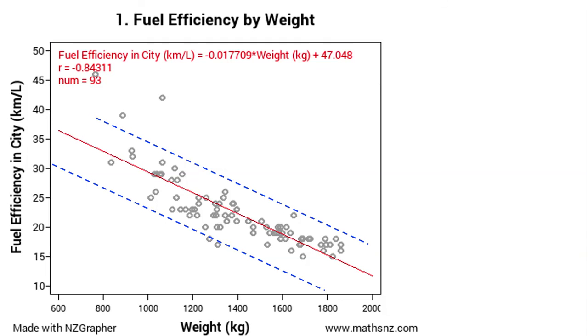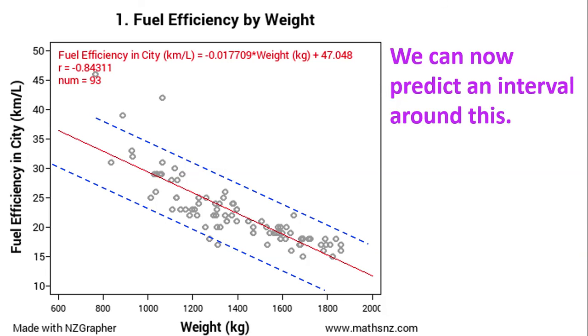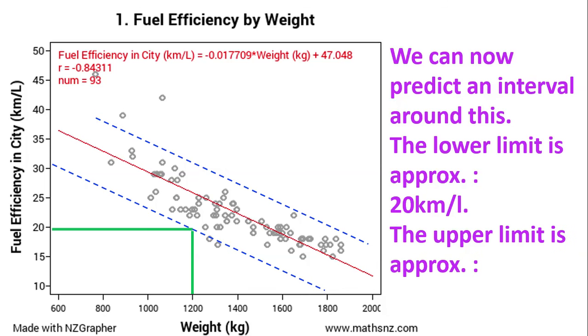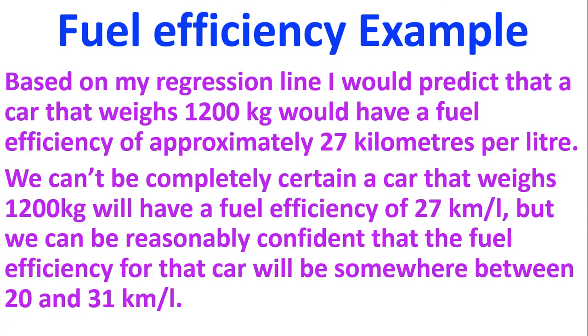We want to go further than that now, so we're adding on those prediction intervals, and we're going to first of all look for the lower limit. Remember, we're still predicting for a car that weighed 1,200 kilograms, so we're starting from that point, and we're going to read off and see where it meets the fuel efficiency at that point. So the fuel efficiency at 1,200 kilograms at the lower limit is around about 20 kilometres per litre. I then need to go to my upper limit, so that's where the upper dotted line is, and I'm going to read that off the graph, and that gives us an upper limit of approximately 31 kilometres per litre.